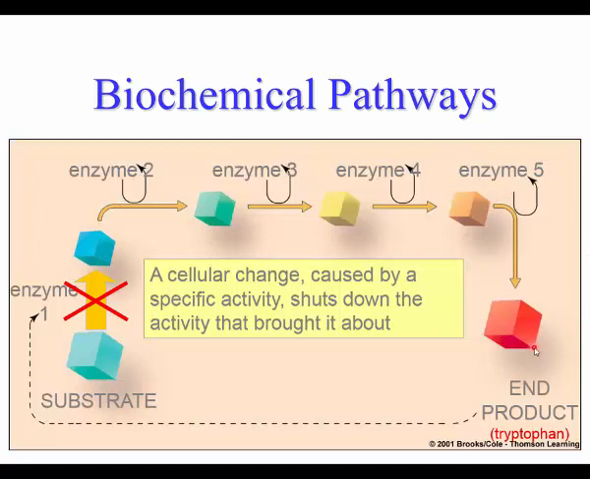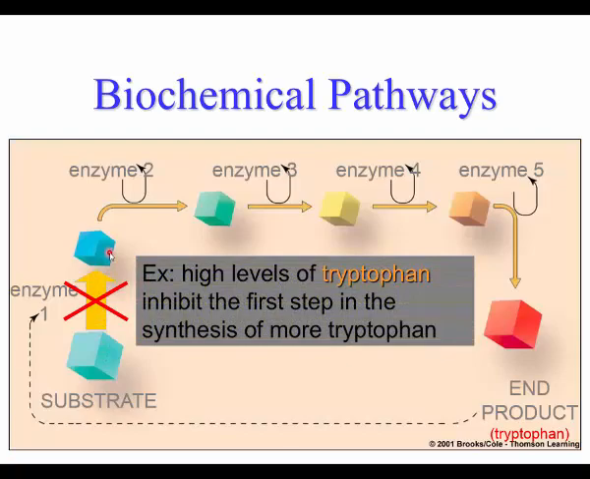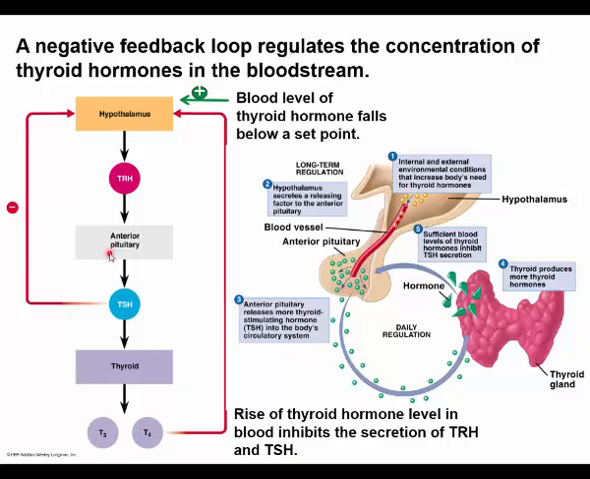Now, when you run out of the product, it stops interfering with the enzyme, and we can start the process of taking this substrate and turning it into that product again. This is the idea of a negative feedback loop. We see this with the hypothalamus. Let's say that your thyroid level gets really low.